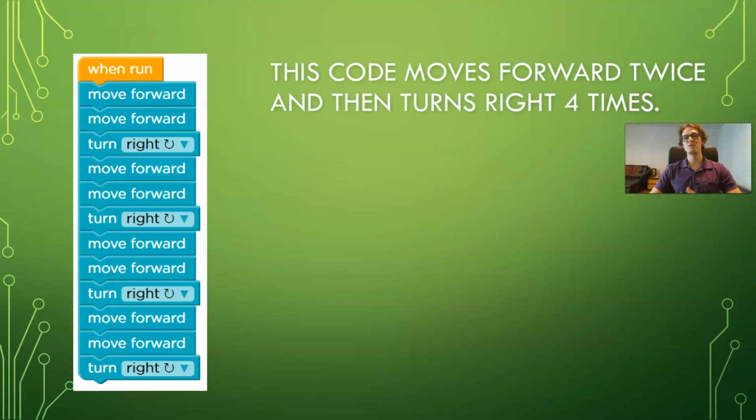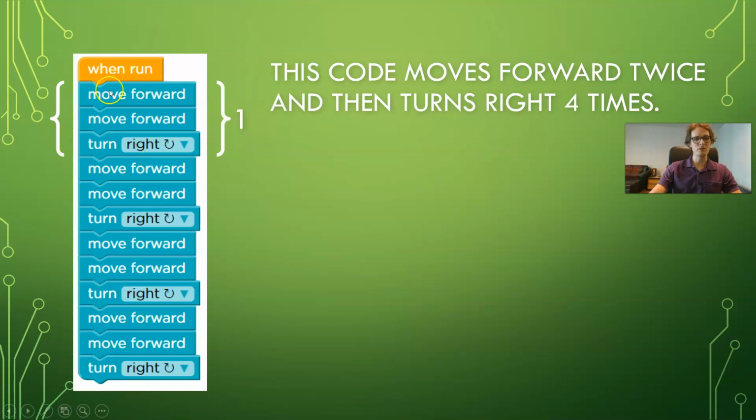This code moves forward twice and then turns right 4 times. Can you guys see that? Take a look at that. Think about what that means. This code moves forward twice and then turns right 4 times. Okay? I'll help you guys out a little bit.